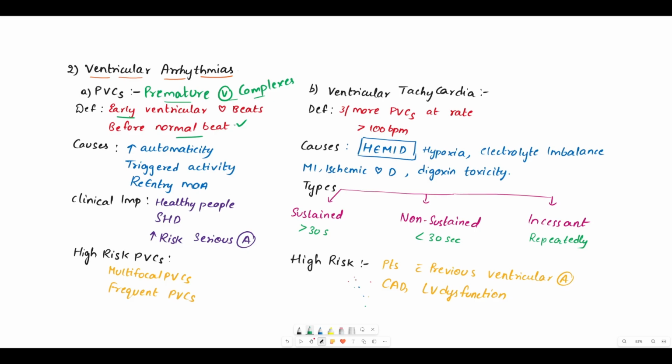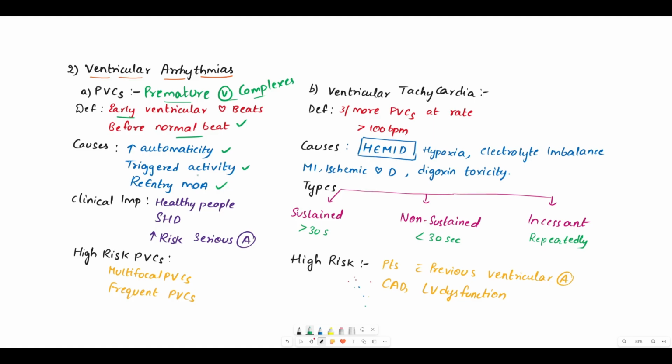And what are the causes for this? First thing is an increase in automaticity. Second one is any kind of triggered activity. And the next one is that any kind of re-entry mechanism can also lead to PVCs.